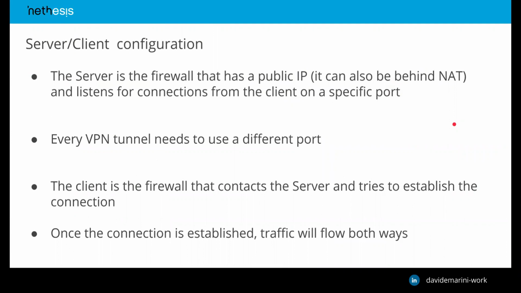The OpenVPN tunnel uses a server-client logic. The server is the firewall that has a public IP address. It can also be behind the NAT and listens for connections from the client on a specific port. Every VPN tunnel must use a different port. The client this time is the firewall that contacts the server and tries to establish the connection. Once the connection is established, traffic will flow both ways.